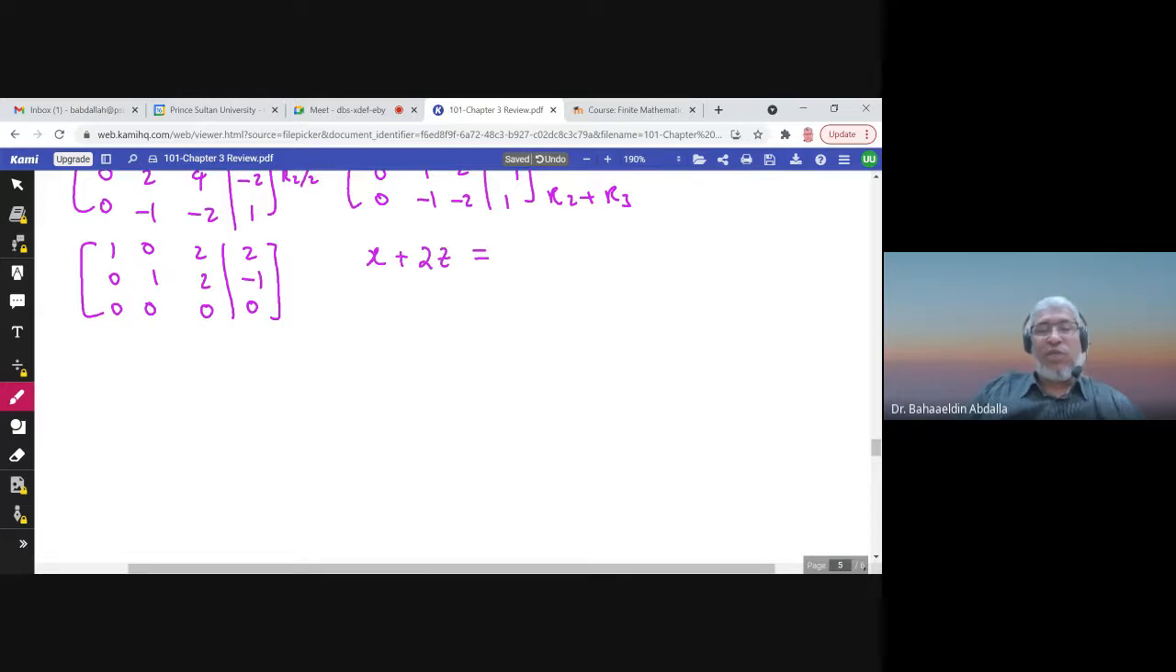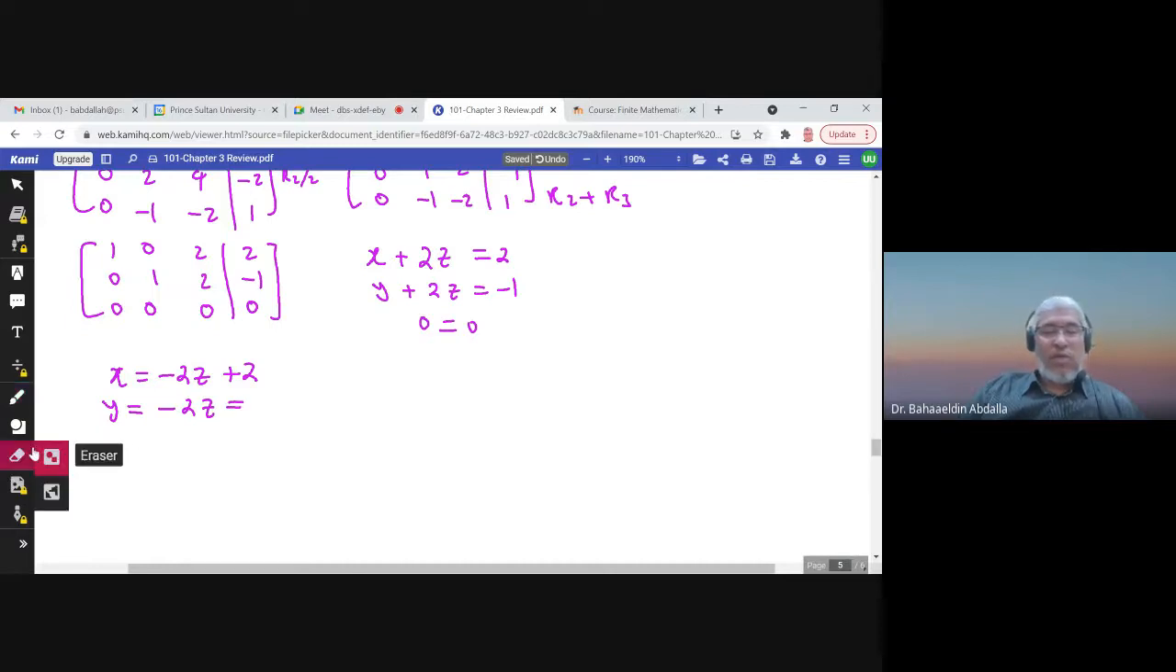X plus 2z is 2, that's the first equation. And y plus 2z is negative 1, this is the second equation. And the last equation is 0 equals to 0. So the solution would be x equals negative 2z plus 2, y equals negative 2z minus 1, okay? And z could be any real number.